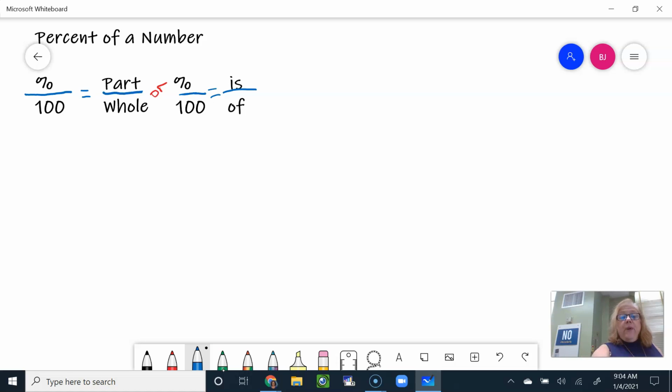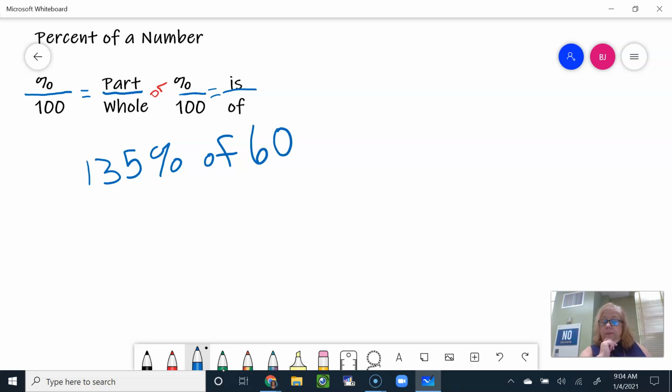Okay? If I were going to say 135% of 60, do we think that's going to be larger than 60, or do we think that's going to be smaller than 60? Well, let's try it out. If I have 135, remember that's a percent, it's still going to go over 100. Our whole, or our "of," is still 60.